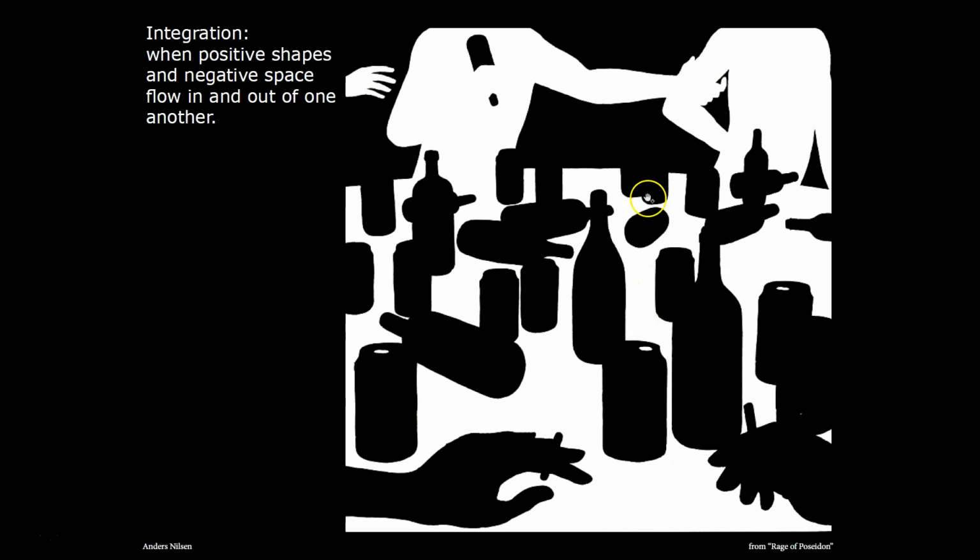Now you can do this more or less, like it's a spectrum of integration. This one is a very harsh integration right here. It could be seen as a bite taken out of the table, but we're probably just going to make the assumption that it's more bottles, because that would make more sense. Here with these three images, these three drawings by George Seurat, we can see different levels of integration and some nice tricks that he's playing.